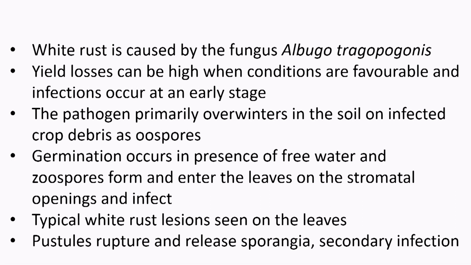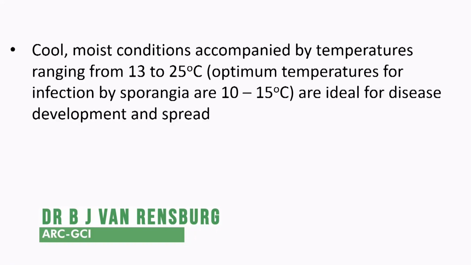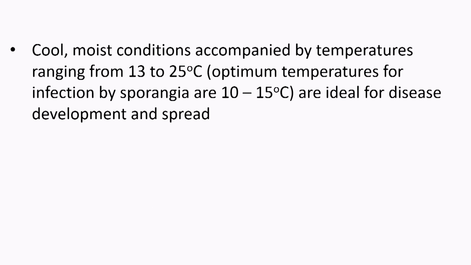Then typical white rust lesions can be seen on the leaves, and the pustules will rupture and release sporangia, which can lead to secondary infections. So weather conditions that favor infection are cool, moist conditions accompanied by temperatures ranging from 25 to 30 degrees. Optimal temperatures for sporangia, and remember that is secondary infection, is cooler at 10 to 15 degrees Celsius.